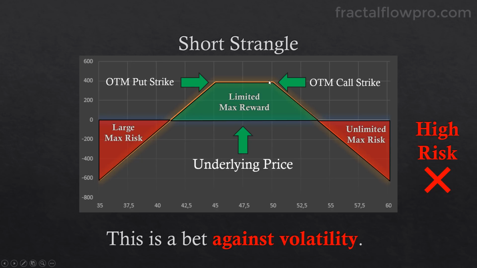Losses occur when the underlying price moves away from this range in either direction. The ideal scenario here is that price remains calm and within the specific range, so it's neither bullish nor bearish. It's a bet against volatility. In terms of risk, the short strangle provides a limited maximum reward and a large maximum risk for the downside and infinite maximum risk to the upside, and it's a bet against volatility, so it's a high-risk strategy.